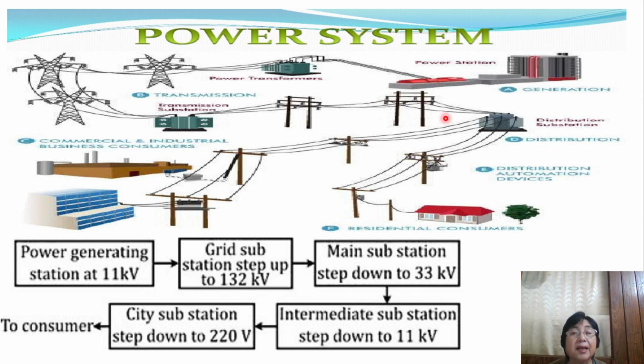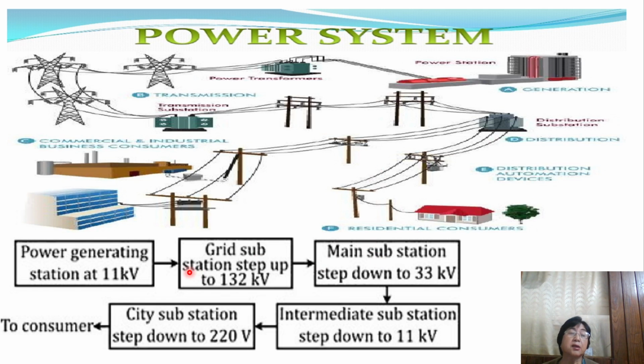Then from here it will come to the city substation where it will be reduced first to 11 kilovolts, where it will be taken for the small industries.